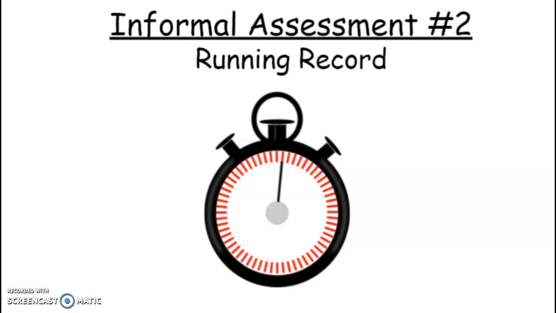The second assessment I'd like to talk about is a running record, or observing a sequence of events over time. Some of my kiddos have positive behavior support plans in place, and for that I need to collect very specific behavior data. Here's what I use each day as a running record for each student who has a positive behavior support plan in place.